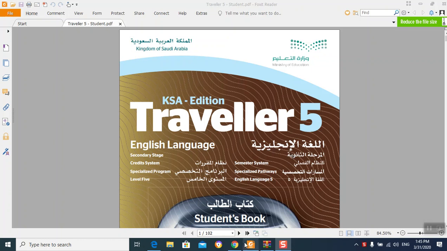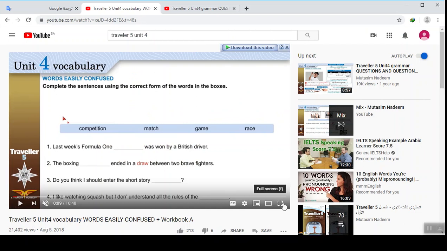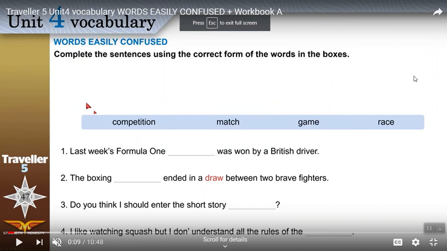Our English lesson today is going to be two parts. The first part is going to be vocabulary. The second part is going to be grammar. Let's start with the first part, which is vocabulary. We are going to learn about words easily confused.